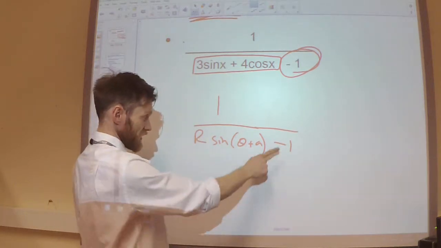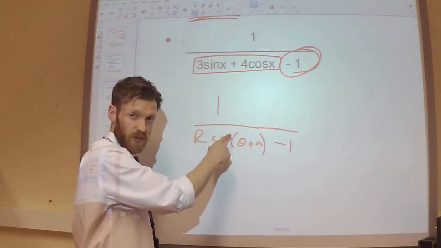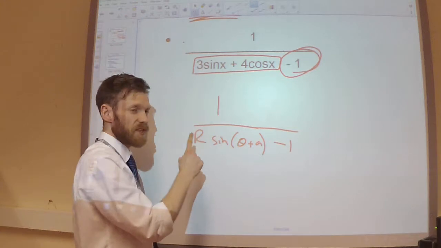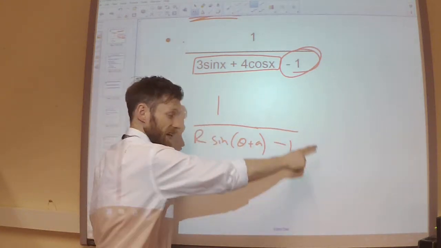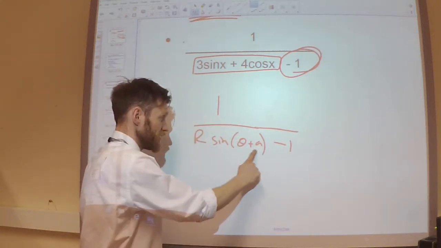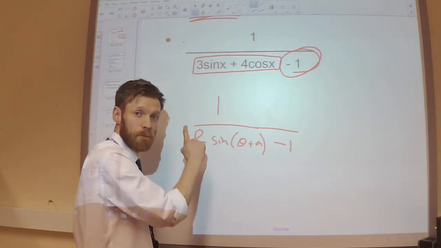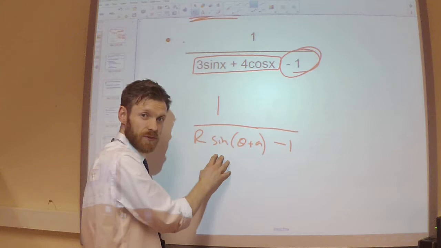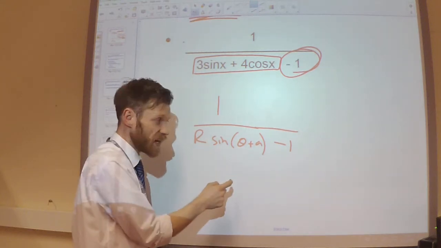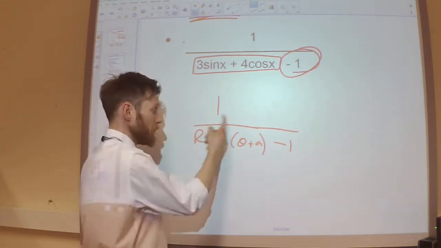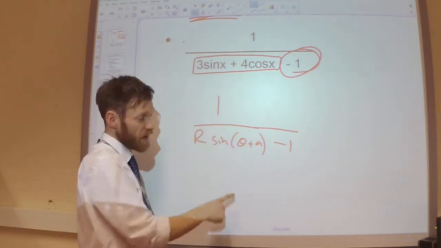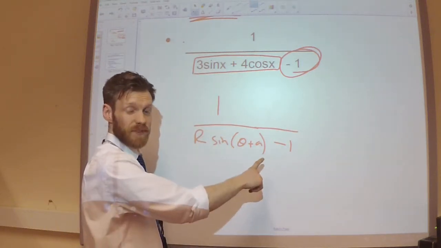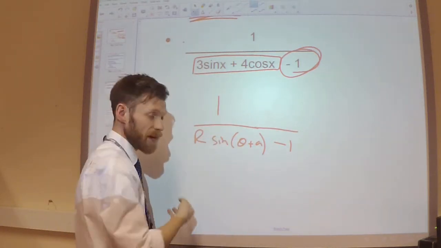Final thing to say about something like this, because it's the reciprocal, just remember that the maximum of this whole thing is going to take place when the denominator is a minimum, because you want to divide by the smallest thing possible. And vice versa, the minimum of this whole function is going to take place when your denominator is a maximum, because you want to divide by a big number. So just bear that in mind as well.